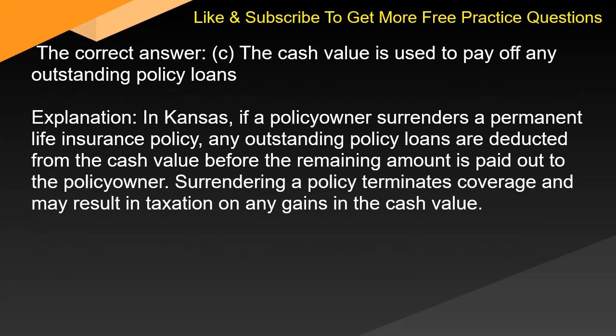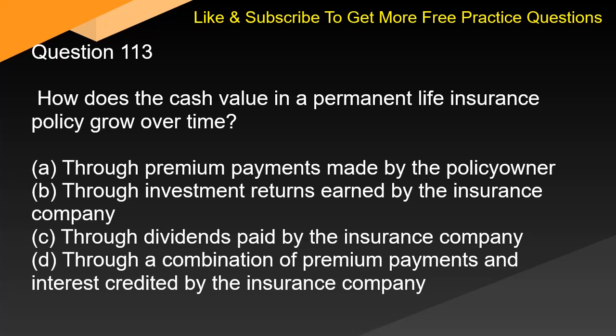The correct answer, C. The cash value is used to pay off any outstanding policy loans. Explanation. In Kansas, if a policy owner surrenders a permanent life insurance policy, any outstanding policy loans are deducted from the cash value before the remaining amount is paid out to the policy owner. Surrendering a policy terminates coverage and may result in taxation on any gains in the cash value. Question 113. How does the cash value in a permanent life insurance policy grow over time?